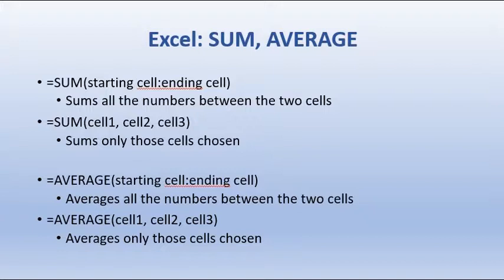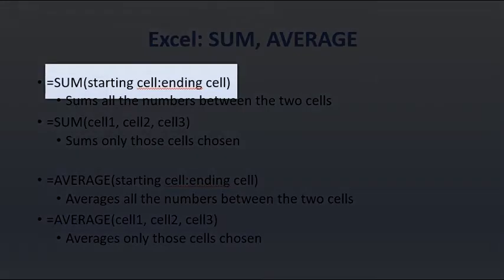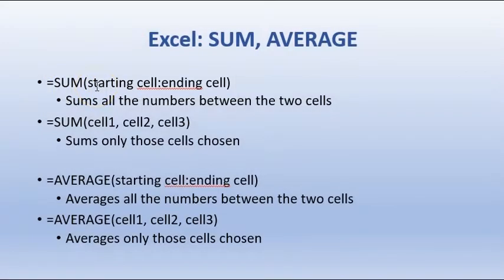Summing rows or columns, you always start with an equal sign, equal sum, open parentheses, the starting cell, colon, the ending cell. And that sums all the numbers in between the two cells. Or you could do something like this, equal sum, cell 1, comma, cell 2, comma, cell 4, comma, cell 8, all the way down the road, no matter how many cells you want, and that sums only the ones that you choose.